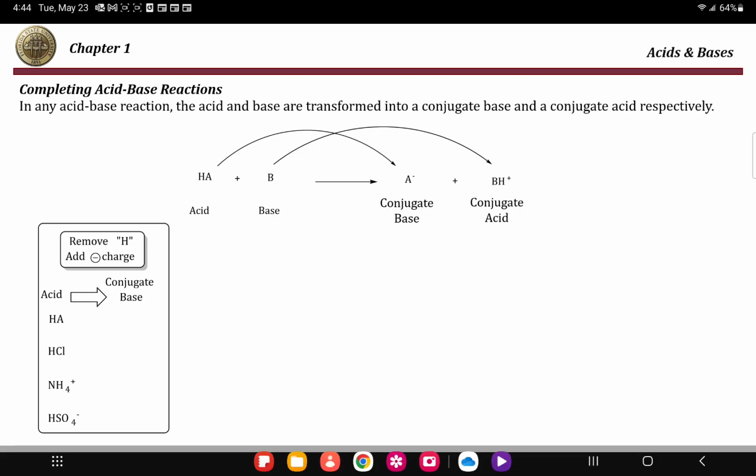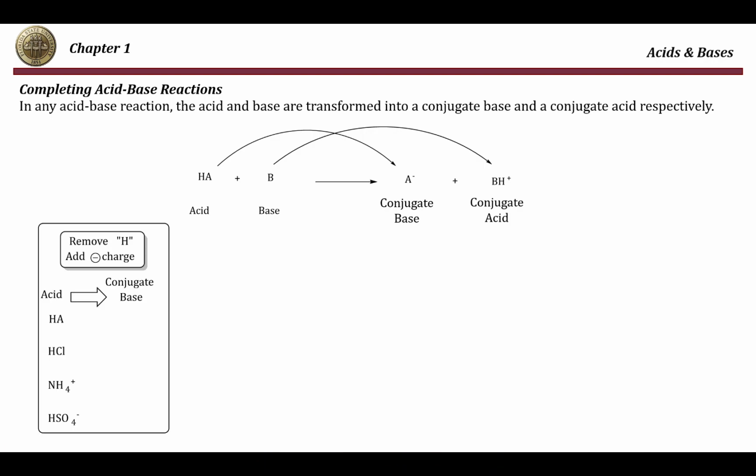For example, if I have HA, to convert this acid into a conjugate base, you have to remove a hydrogen from the molecular formula, and you have to put a negative charge, and make sure to add this charge to the original one. For example, in this case, the first one, HA, after removing one H, it will become A minus, because I'm removing a hydrogen and I'm adding a minus charge.